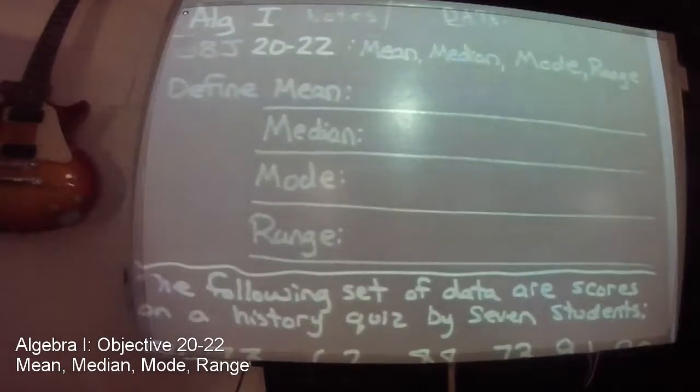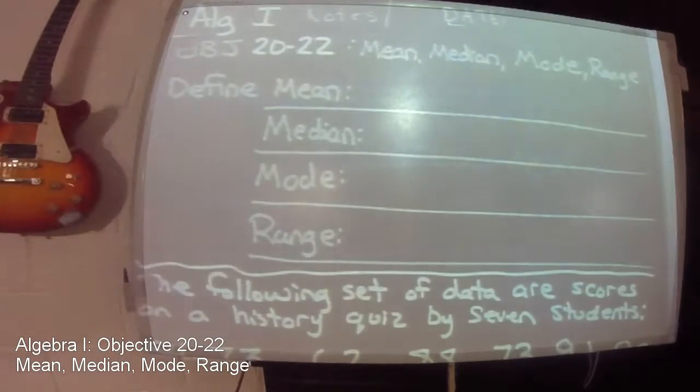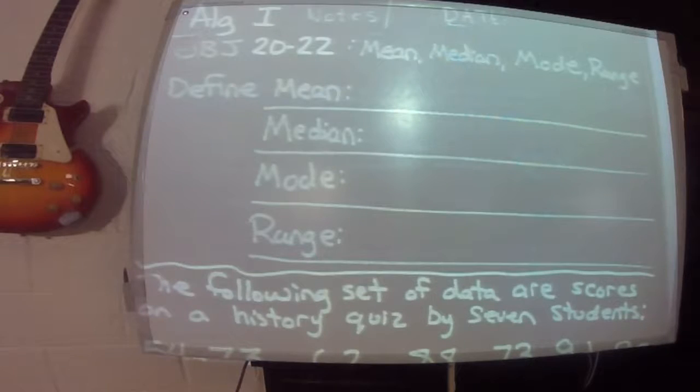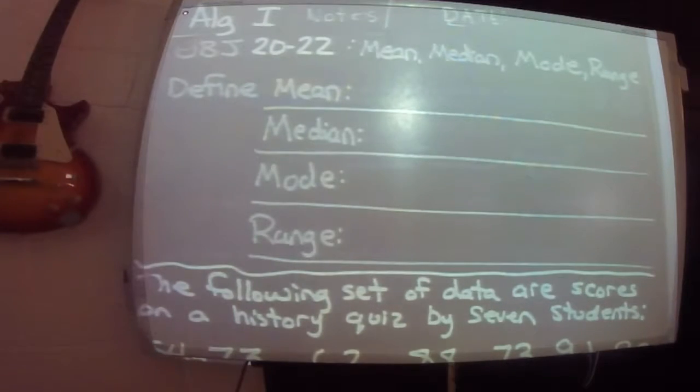Objective 20 to 22. This is some stuff that I'm hoping you've seen in middle school maybe before. Means and medians and modes and ranges. But obviously you've probably slept a lot since then. So we're going to refresh and make sure that you remember what these things mean. They're all different things we're going to use in statistics.